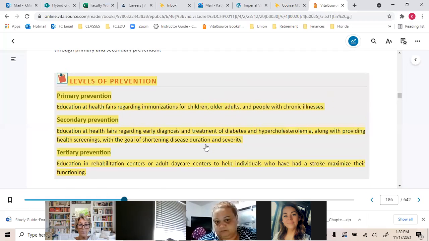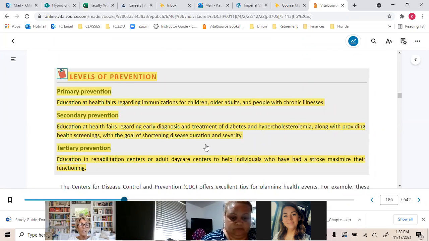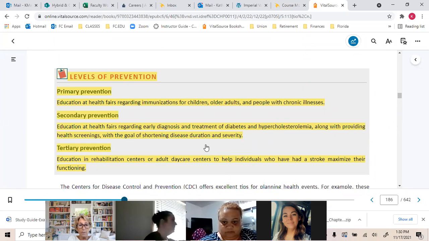Okay, and then as always, we cover levels of prevention. And this is in regard to education, because that's the topic chapter we're on. So we have primary, secondary, and tertiary levels. For education, primary says education at health fairs regarding immunizations for children, older adults, and people with chronic illnesses. So prevention, right? We're trying to do education. We're trying to do prevention.